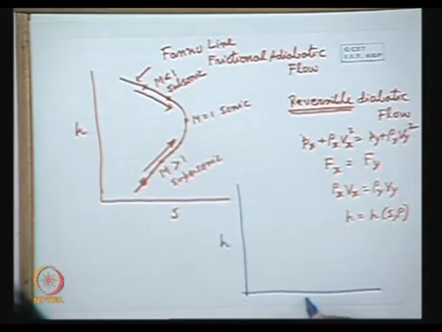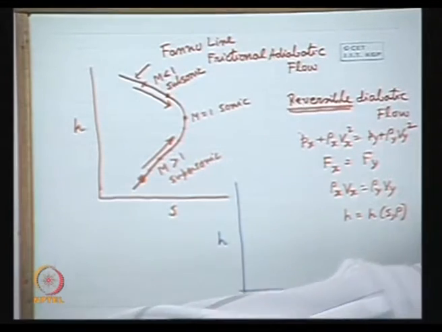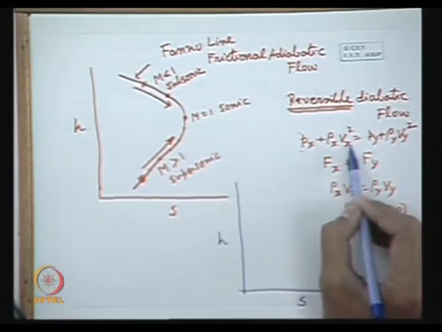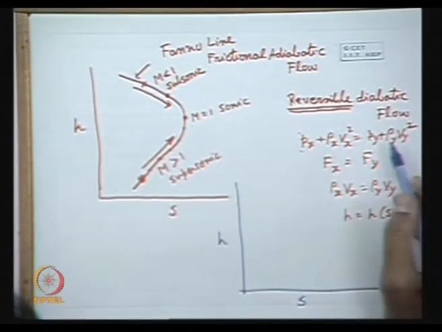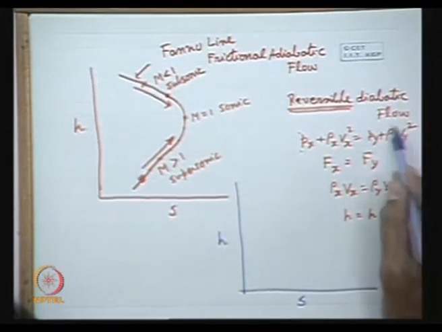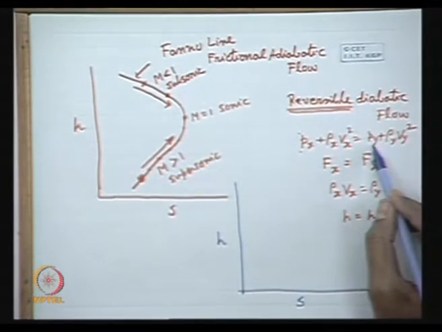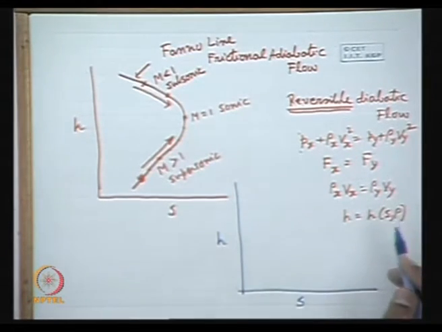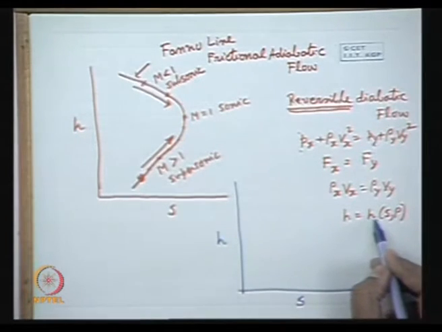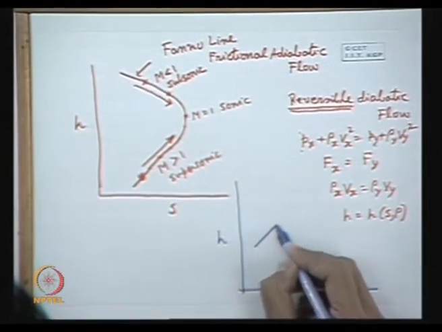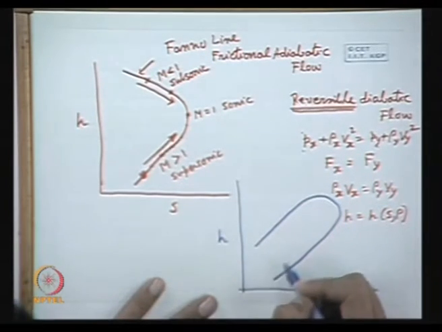How can we draw this? Let us follow a routine procedure, as I told in the case of Fanno line flow. The initial state is fixed, corresponding to px, rho x and Vx. First we assume some arbitrary values of Vy, and we can calculate the values of rho y from here. Then substituting rho y, we can find the values of py. Then we can find the values of enthalpy from the functional relationship h as a function of s and rho. So we can calculate a curve like this, which is very important.